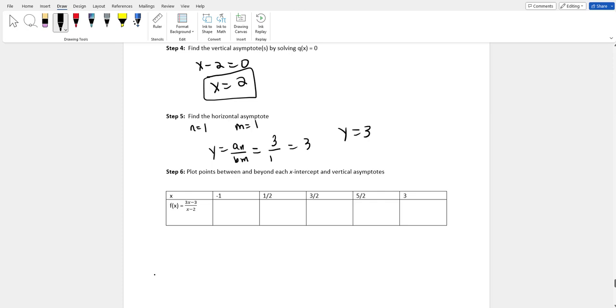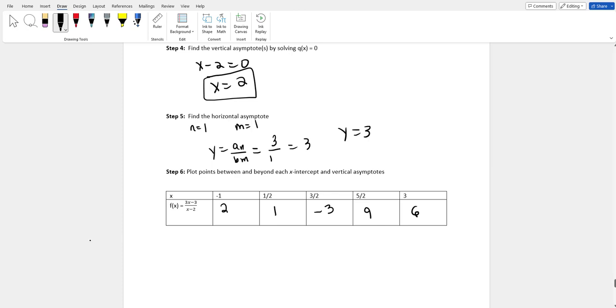Now they want you to plot some points, and you just use your calculator to do this work for you. You're going to plug negative 1 back in for x in the function. When you solve, you should get 2. When you plug in 1/2 back in for x in the original function, you should get 1. When you plug 3/2 into the function for x, you're going to end up with negative 3. When you plug in 5 over 2, you get 9. And when you plug 3 back into the original function, you get 6. So I'm not going to go and write it all out.